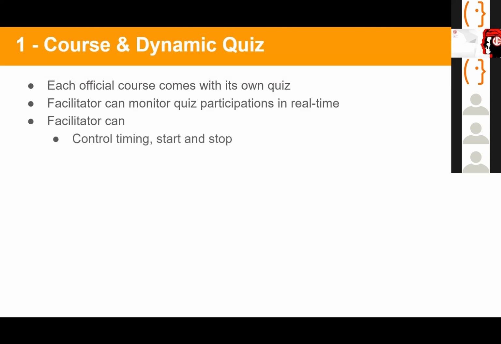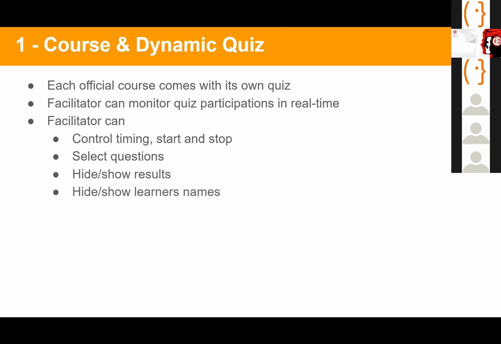The facilitator can also control the timing, including starting and stopping. You can also select the questions based on what you think is relevant to the students, for that particular session you are conducting. You can select them and run them. You can also hide and show the result. You can show the learner's name, which is quite nice, because at some universities it may be sensitive to have the learner's name associated with the quiz results. So you can just use the learner's ID, or alternatively, you can show the name. You can also hide and show the correct answer.